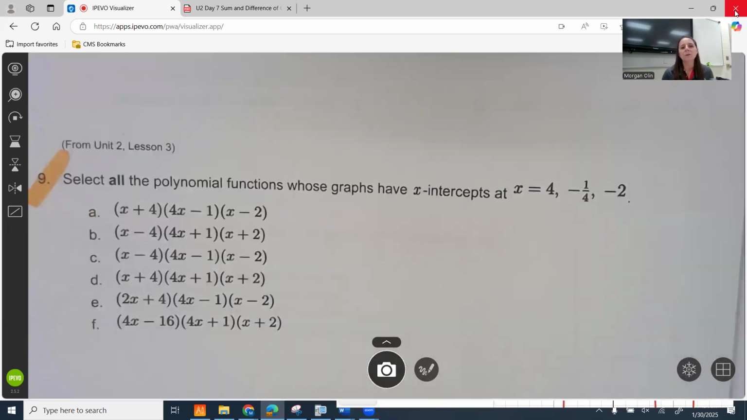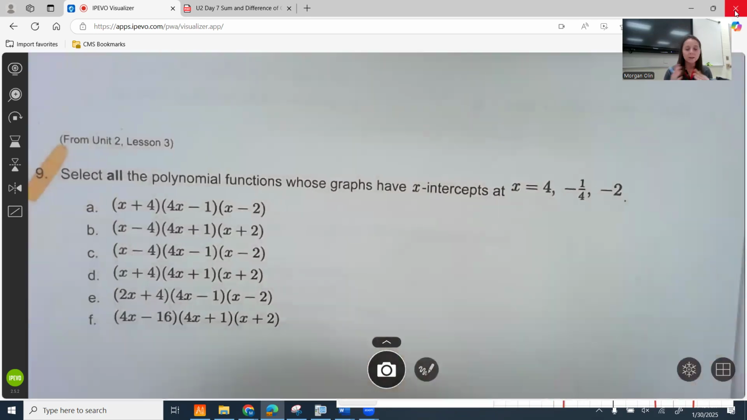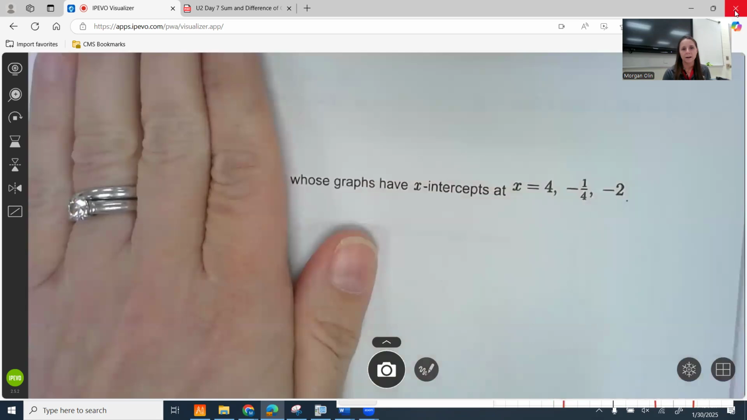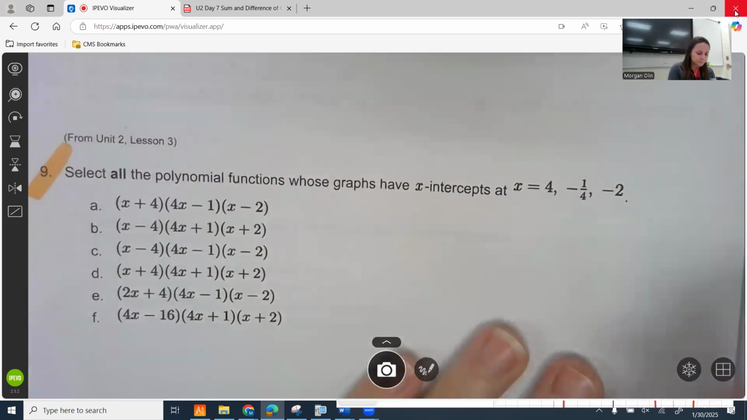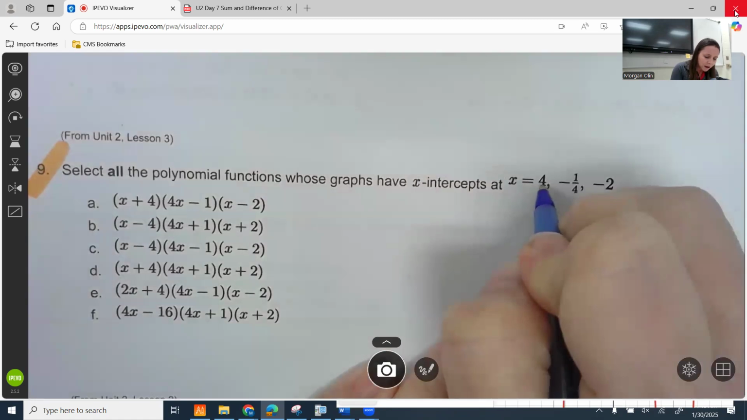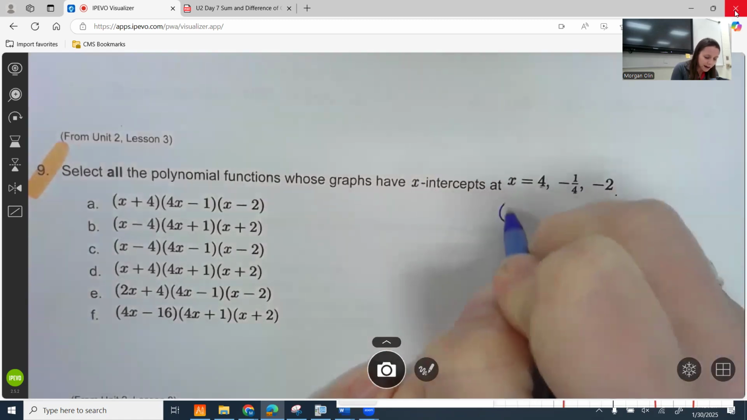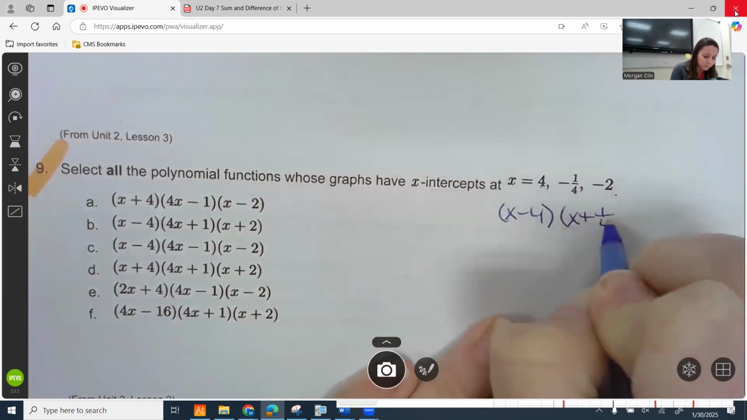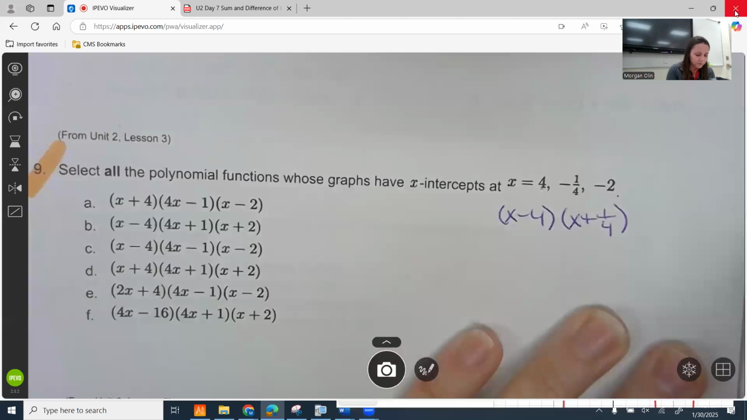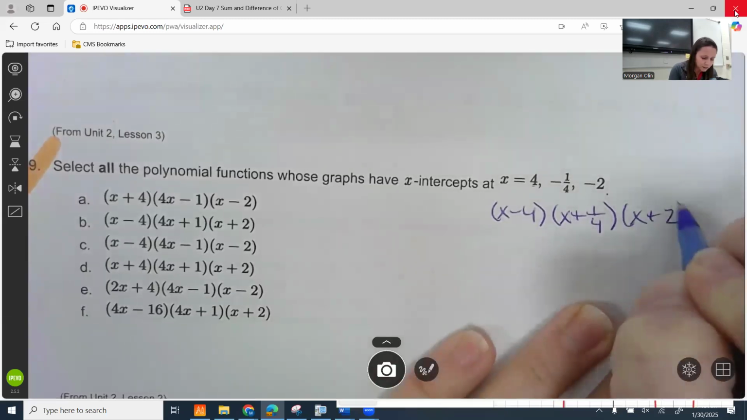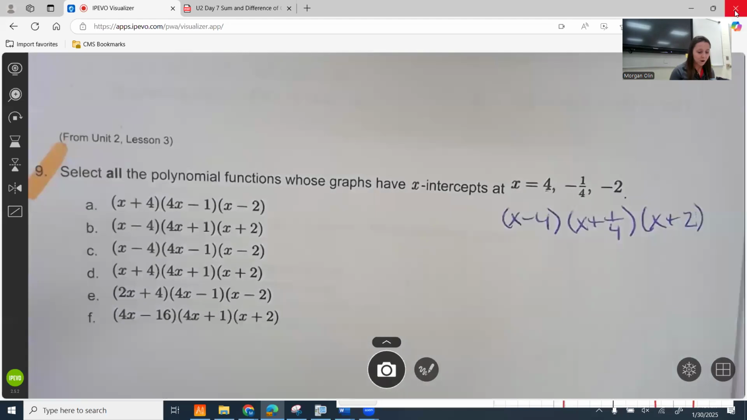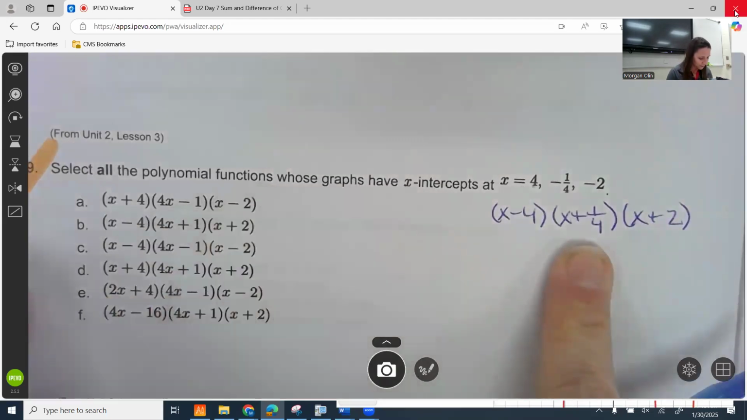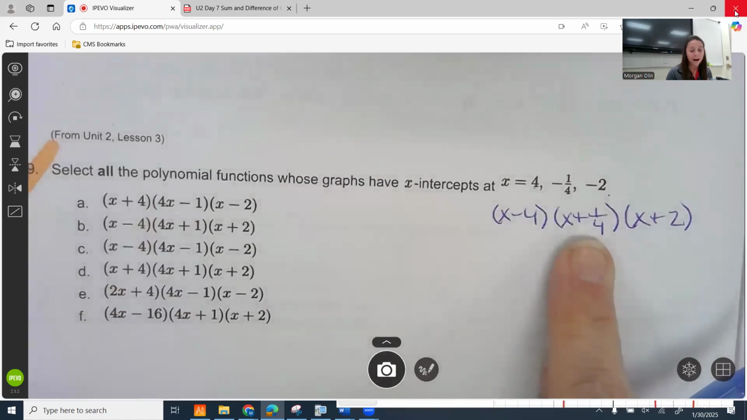Select all the polynomial functions whose graph has these x-intercepts. Again, all these questions are very similar to one another. Here are my x-intercepts, so let's think about this. I'm going to ignore this part right here for a second. If 4 is a root, then I should see x minus 4. If -1/4 is a root, then I should see 4x plus 1. And if -2 is a root, I should see x plus 2. Now, one thing I notice is this one has a factor with no fraction. I don't see any fractions in here.